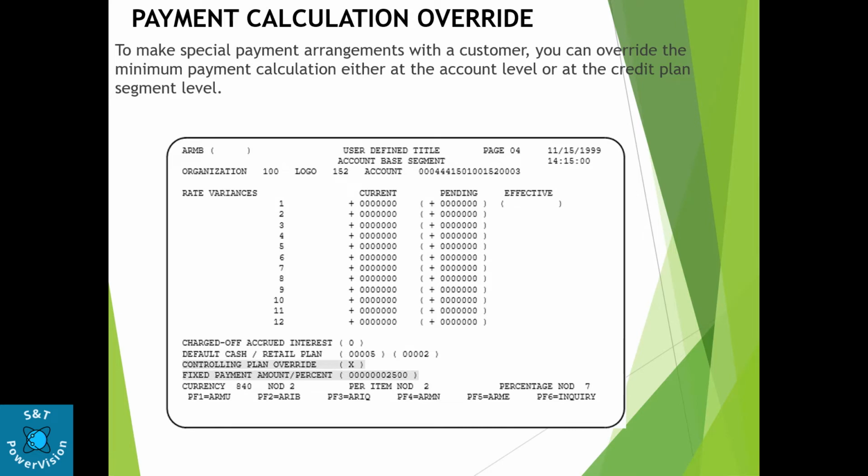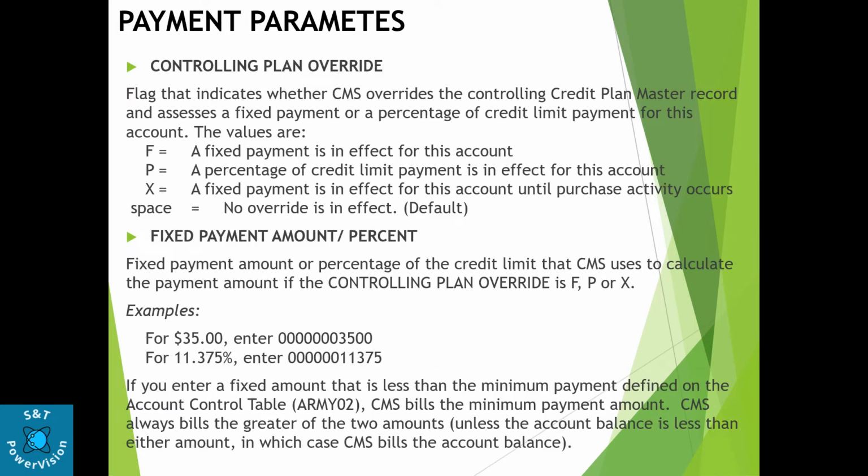Now, payment calculation override. To make a special payment arrangement with a customer, you can override the minimum payment calculation either at the account level or at the credit plan segment level. It means, suppose for a particular customer you want to make a special arrangement, we can do it here at this account level, ARMB04. This is the controlling plan override, X fixed payment amount percentage.